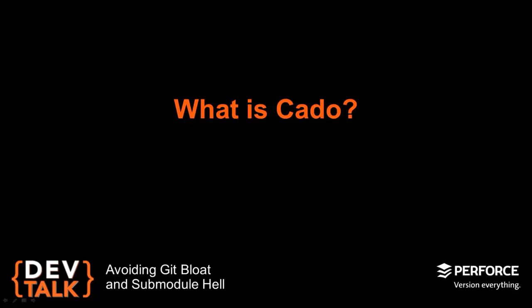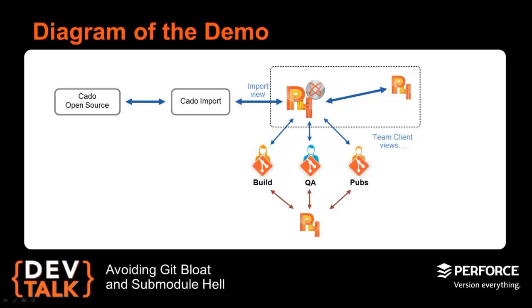Here's a diagram of the demo that we're going to do today. We're going to take our Kato open source project and import it into a master Git repository, which will have an import view. And then we're going to map that into Perforce using Git Fusion. Once we have it in Perforce, we're going to split up the repository, and we're going to create departmental views for build, test, pubs, and development.